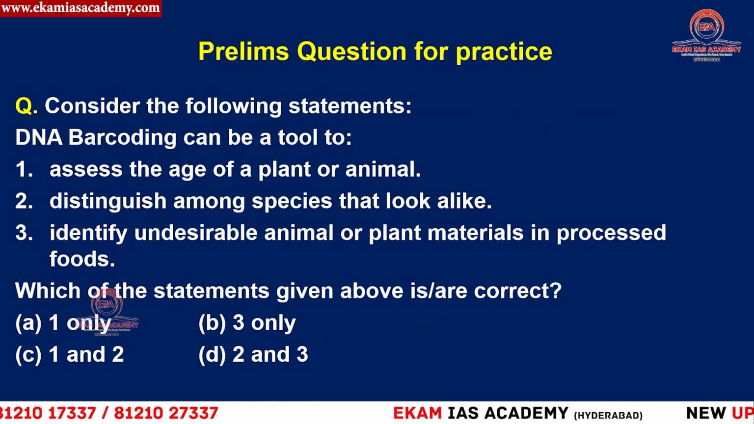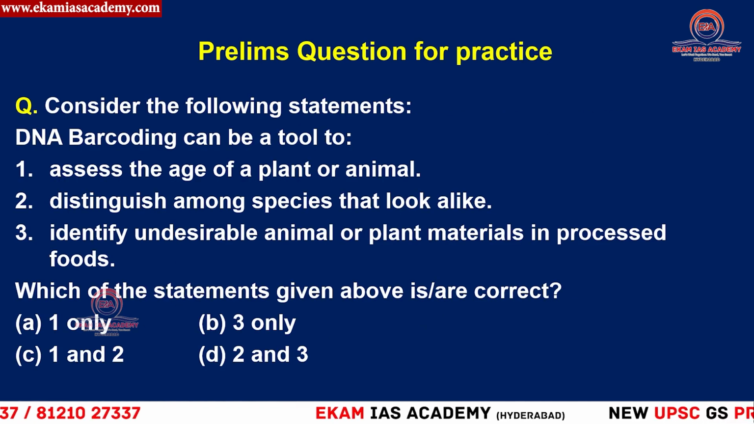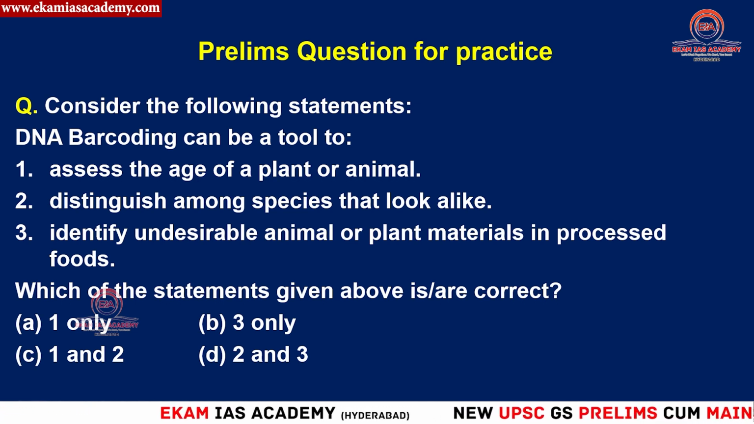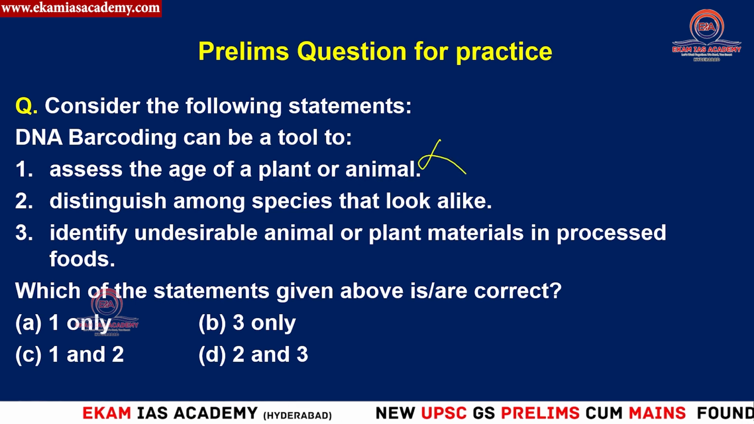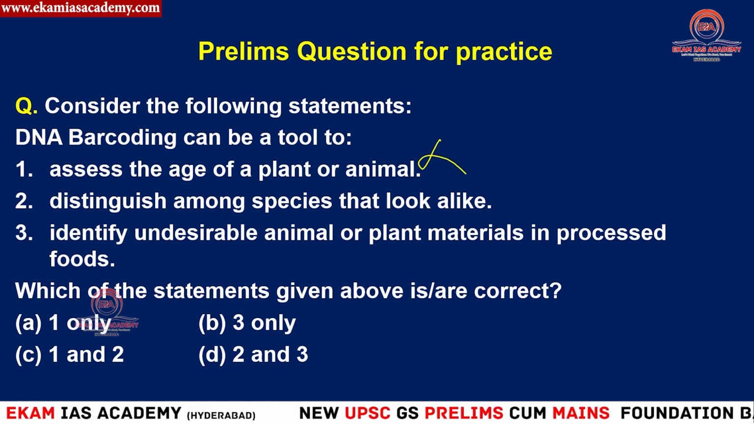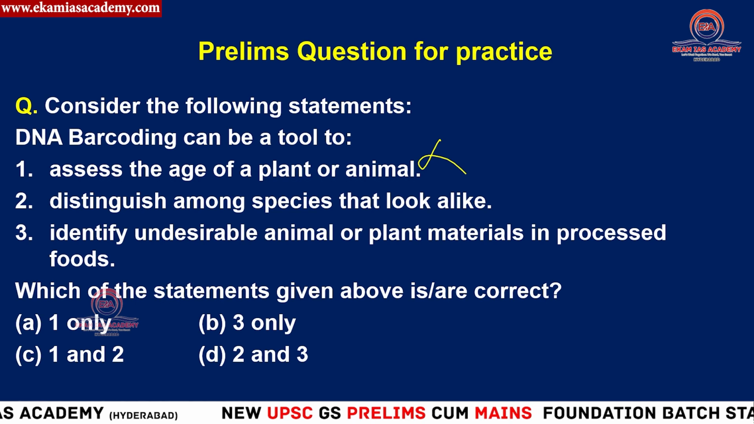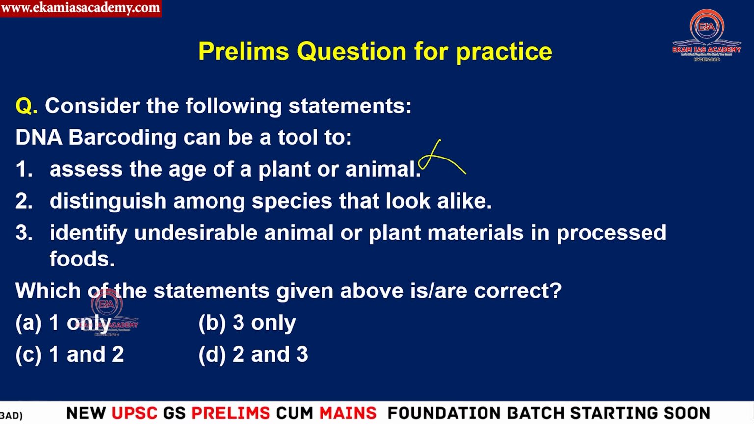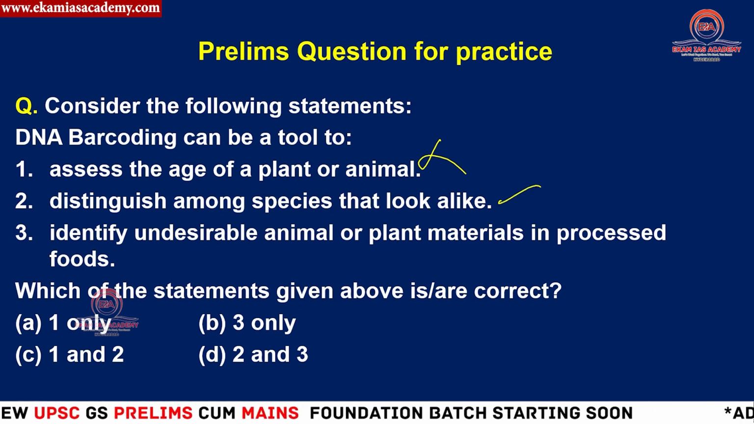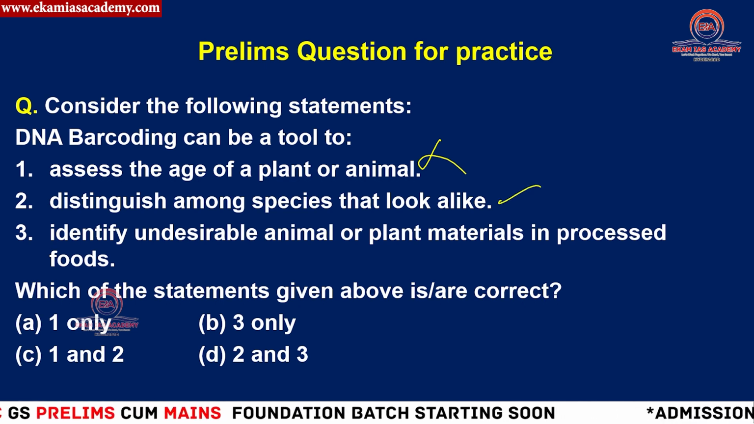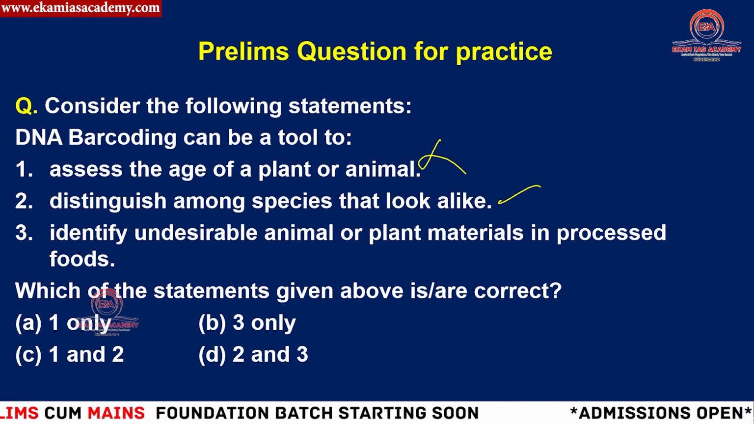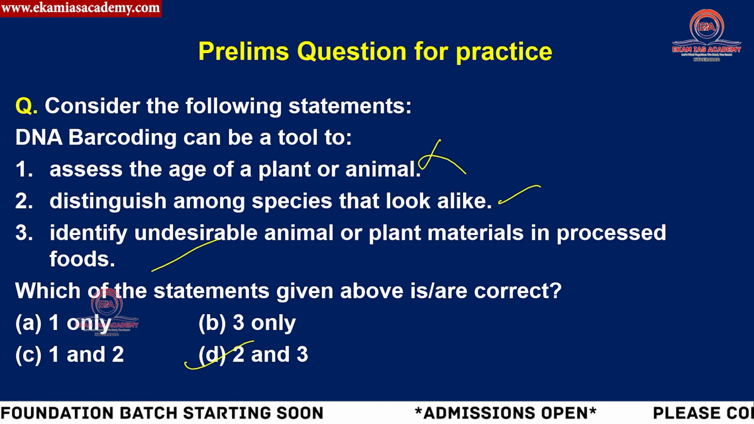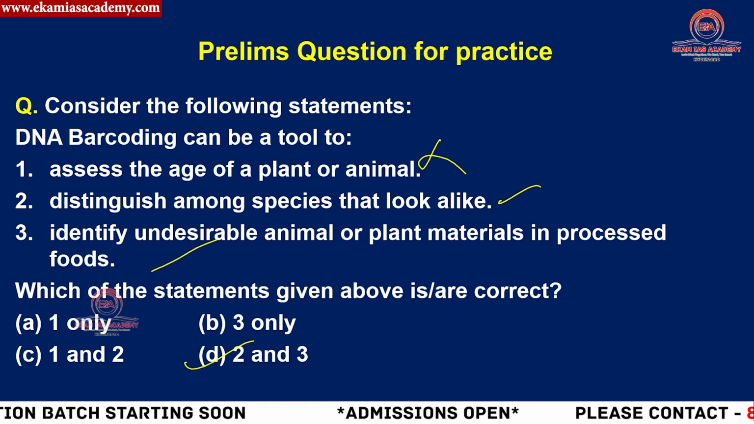Coming to the practice question given yesterday, consider the following statements. DNA barcoding can be a tool to assess the age of a plant or animal. No. DNA barcoding, as we discussed yesterday, is just a tool to identify which gene a part of the DNA belongs to, that's it. Then, to distinguish among species, yes, you can identify based on the gene, and then identify undesirable plant species in the process. This can also be done. So if you eliminate one, you have one option, that is 2 and 3. So that is the basic principle here.